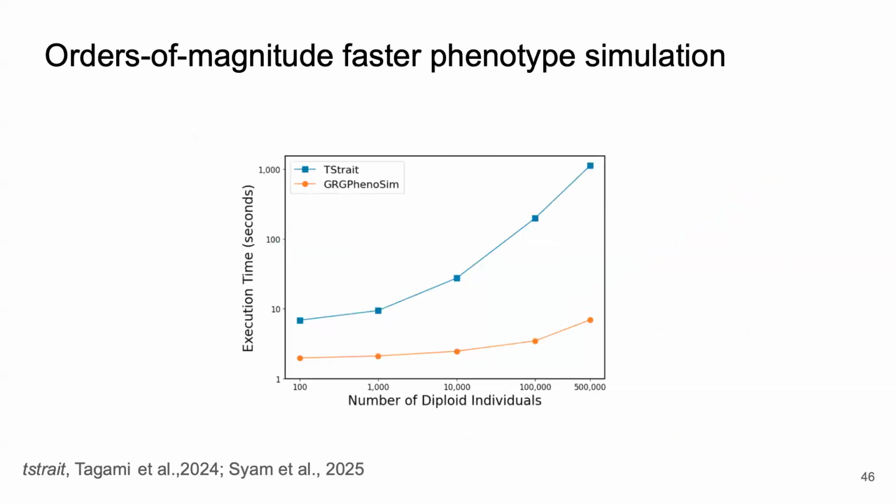This is a benchmark against the software called tstrait, an ancestral recombination graph-based phenotype simulator. For doing the same thing, compared to the ancestral recombination graph, when the sample size is large, we're also orders of magnitude faster, because this y-axis is log scale as well.